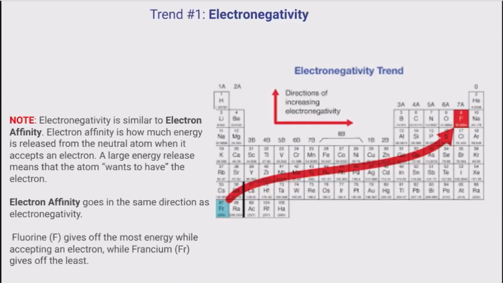So electron affinity goes in the same direction as electronegativity. If you understand it like that, like almost how much does the element want to pay for the electron, how badly does it want it, it will help you remember that the trend goes in the same direction as electronegativity. So fluorine will pay the most energy. It will give off the most energy to accept the electron, while francium will give off the least energy because it doesn't really want it.